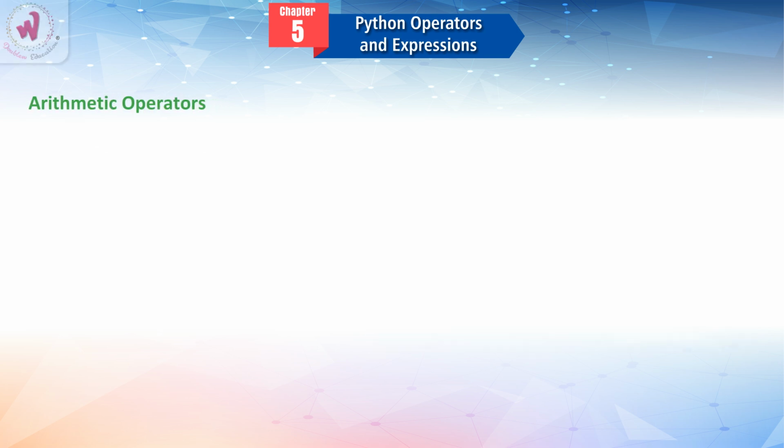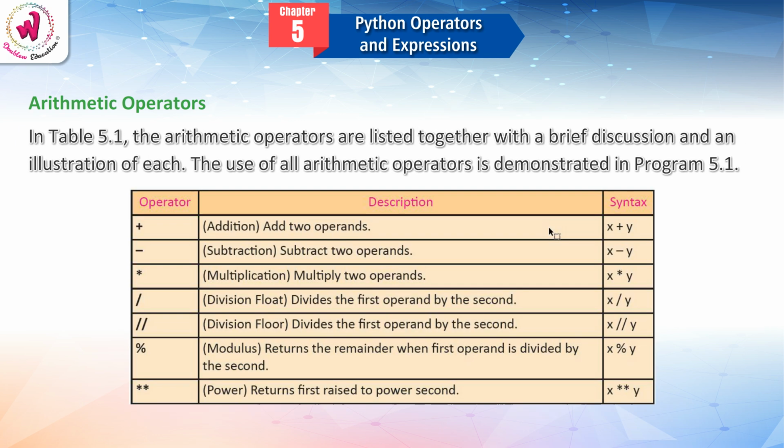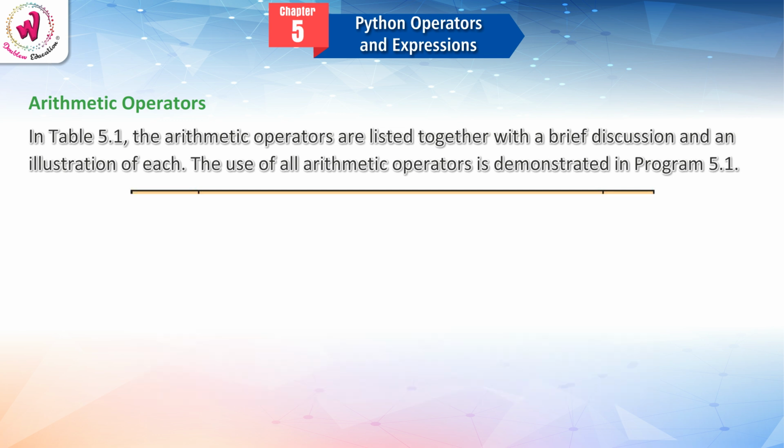Arithmetic operators. The basic arithmetic operators are all available in the Python language. These operators are used to perform math operations including addition, subtraction, multiplication, division, and modulo, as their name implies. In Table 5.1, the arithmetic operators are listed together with a brief discussion and an illustration of each. The use of all arithmetic operators is demonstrated in Program 5.1.